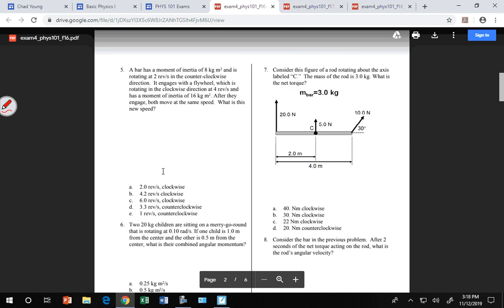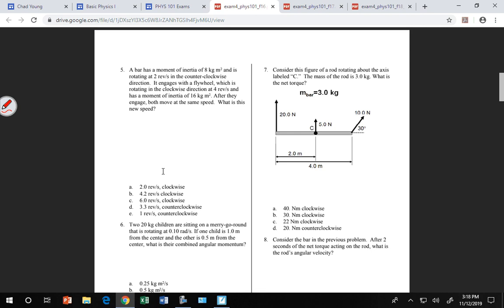Oh, so number 5. So we did one of these in class. This is fall 16, number 5. We did one of these in class. This is a perfectly inelastic collision. Remember the perfectly inelastic collisions? That was where the two balls stuck together and they moved off at the same rate. Just like that. It worked out exactly the same as that.